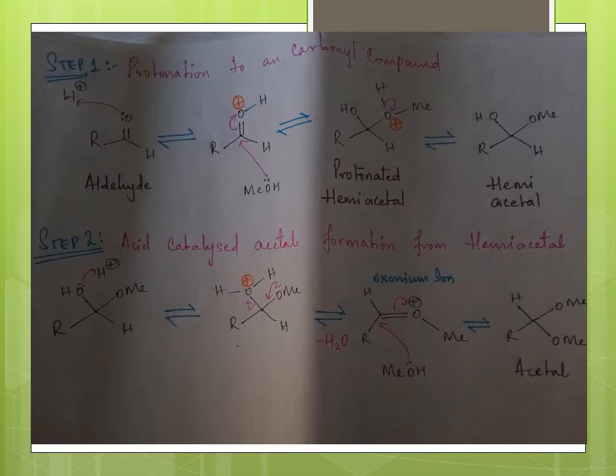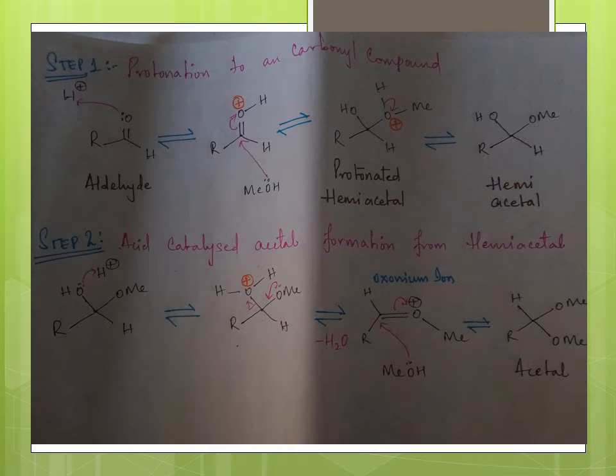So we are taking an aldehyde and then doing the protonation. The aldehyde oxygen, which has a lone pair of electrons, will abstract the proton, and once it abstracts the proton, the oxygen will gain a positive charge because it has 3 bonds. And then an alcohol has to attack. The alcohol is R'OH. In place of R' we are taking Me, so it becomes methanol.